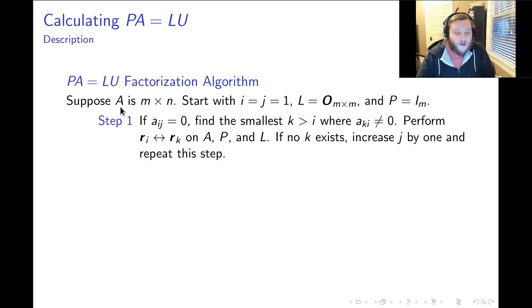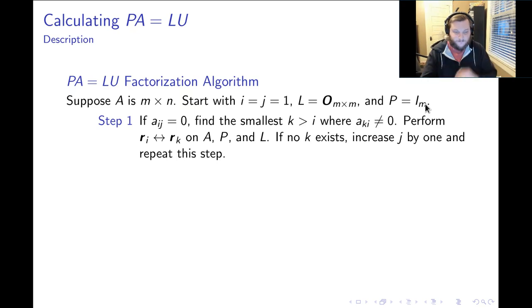So we start with an m by n matrix called A. We're going to row reduce A, so we start in the upper left-hand corner where i and j both equal 1. We start with L equaling the m by m zero matrix, and we start with P equaling the m by m identity matrix. So this is how we start, and at every stage we potentially make changes to L and P.